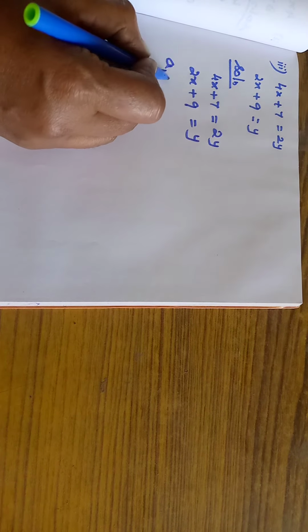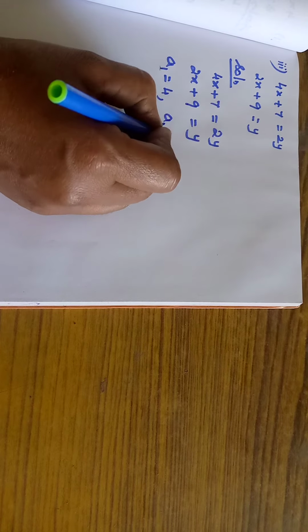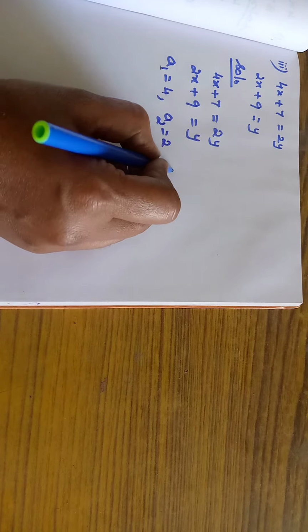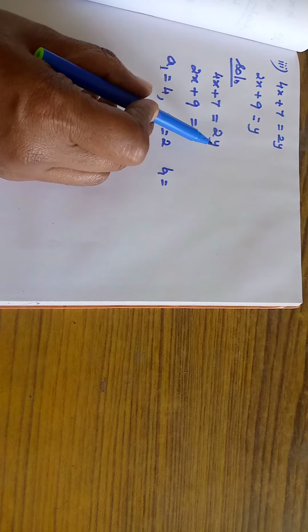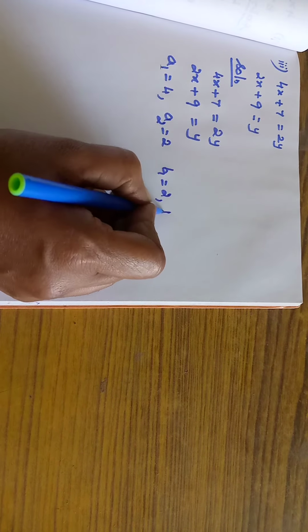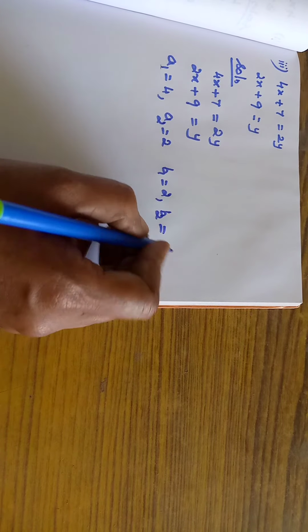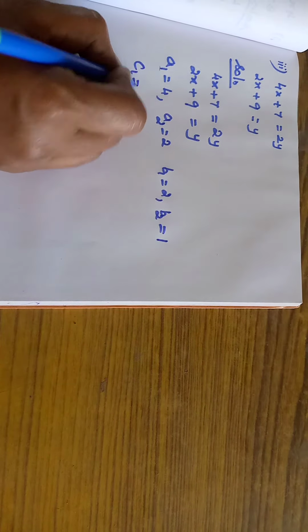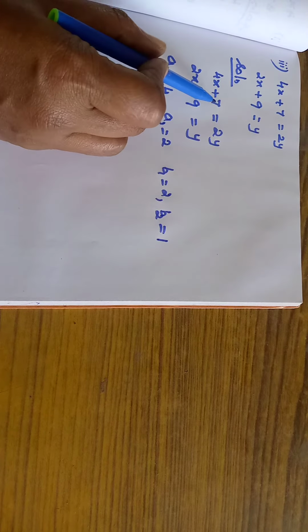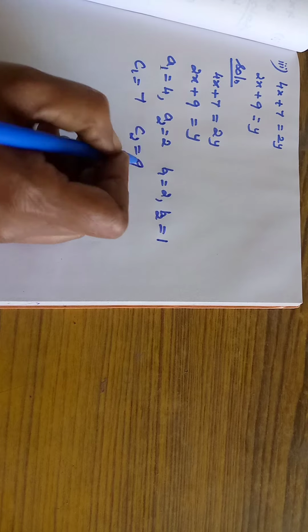Here a1 is equal to 4, a2 is equal to 2. b1 is equal to this. Always the coefficient of y is the b1. So y here we have 2. And b2 is equal to the coefficient of y, here no value, so 1 we have to take. And c1 equal to the constant term given here, so c1 equal to 7. And c2 is equal to 9.